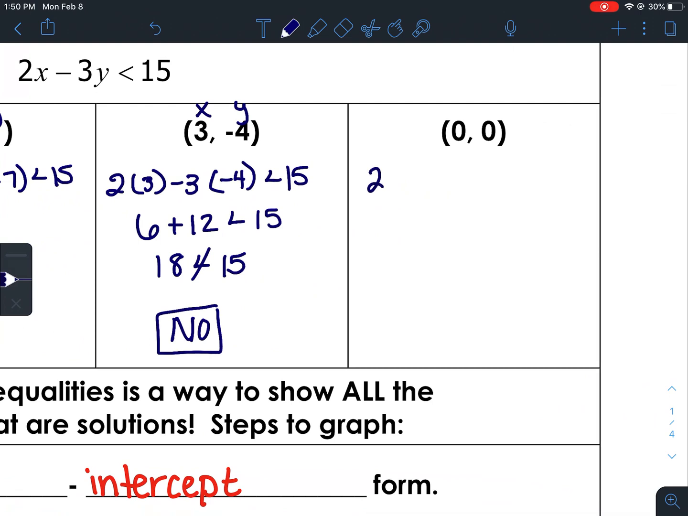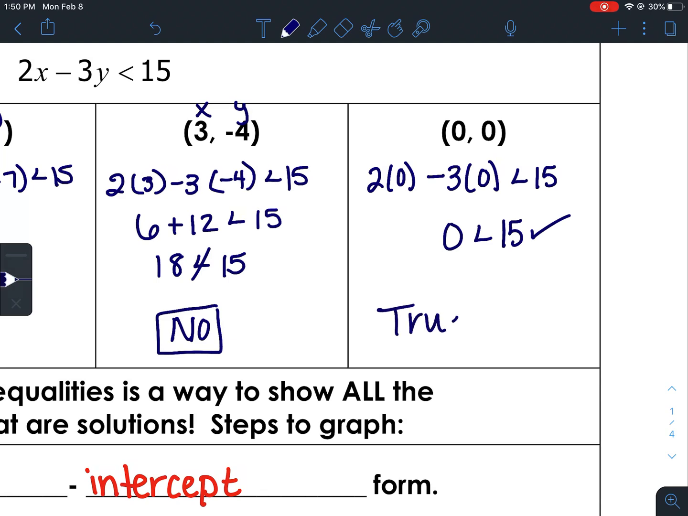Let's try 0, 0. 2 times my x minus 3 times my y should be less than 15. That'll be 0 minus 0, so that's 0. 0 is definitely less than 15, so this one is, in fact, a solution.